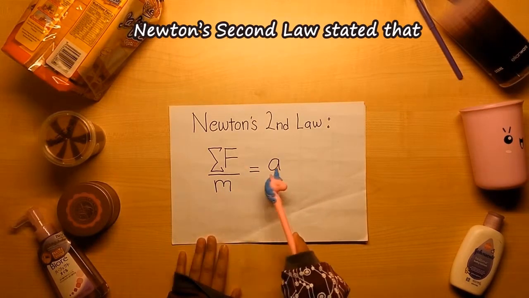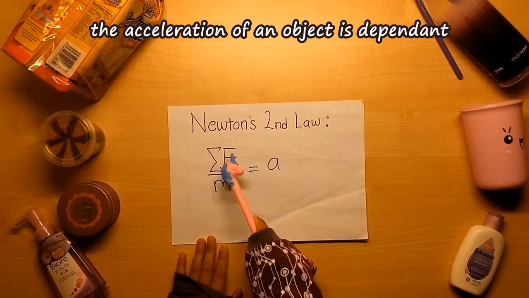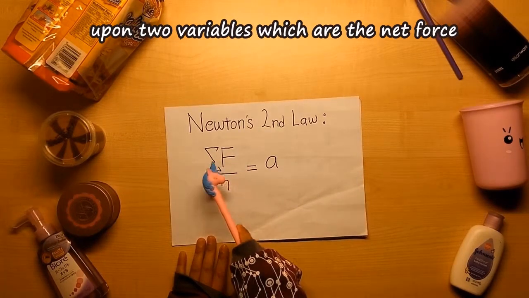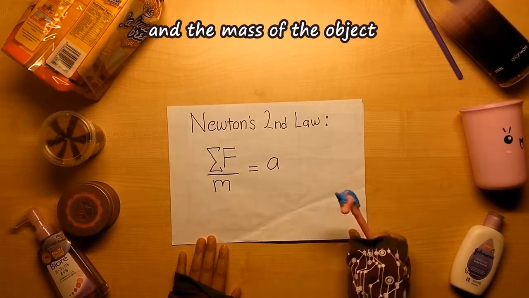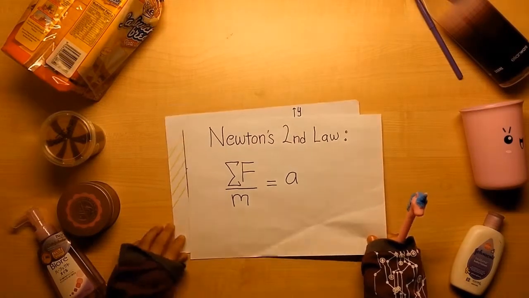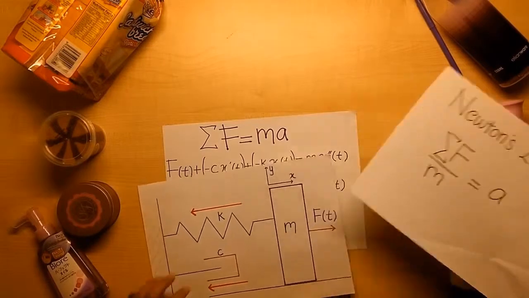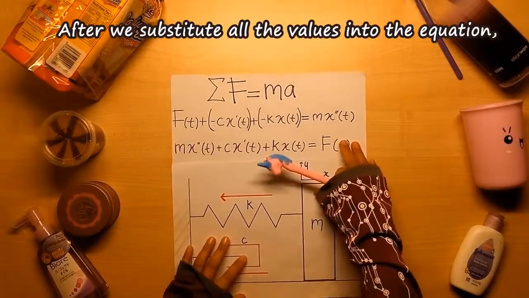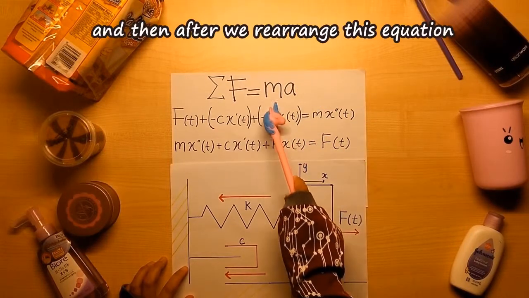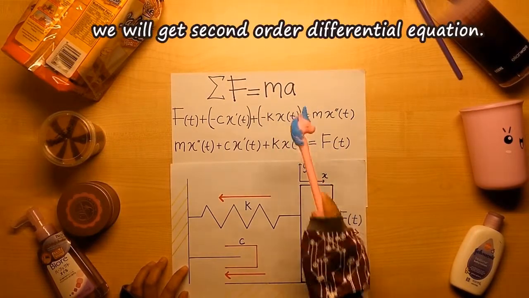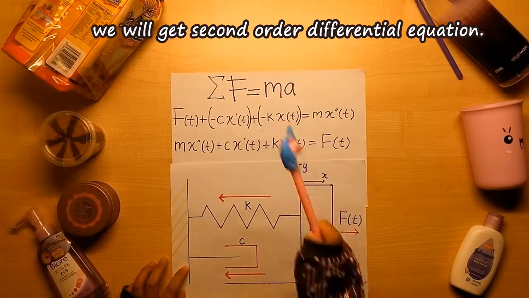Newton's second law states that the acceleration of an object depends upon two variables, which are the net force acting upon the object and the mass of the object. After we substitute all the values into the equation, we will get this equation. Then after we rearrange this equation, we will get the second order differential equation.